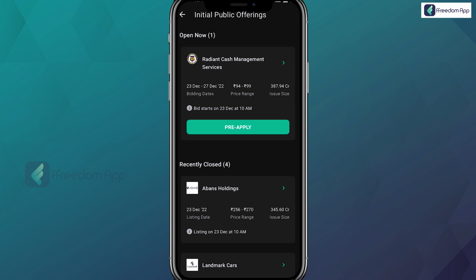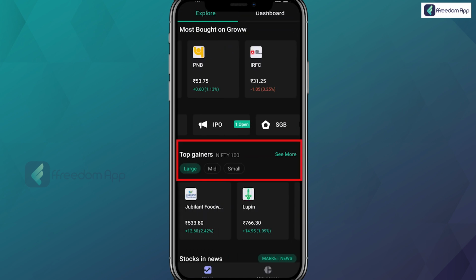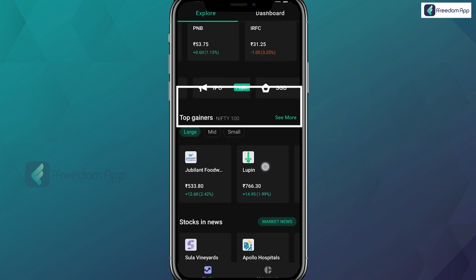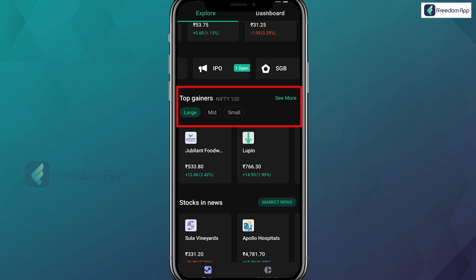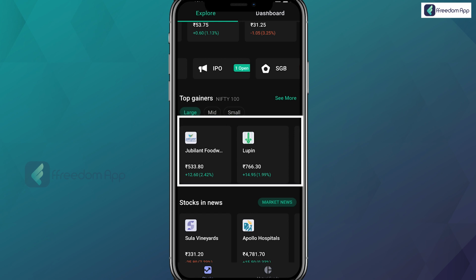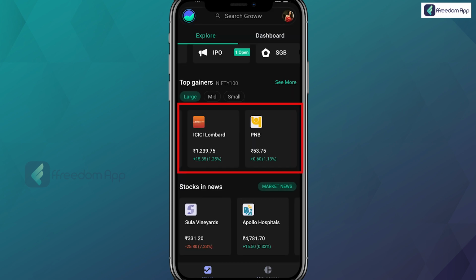Since we are speaking about investing in shares, let us do it first. So first we can see the top gainers. In top gainers, we have the large cap, mid cap and the small cap. In large cap, if you can see Jubilant Foodworks, it has risen and reached the peak right now, somewhere around 533.80. So it has increased by 2.42%. And Lupin also increased by 1.99%. We have ICICI Lombard, which has also increased by 1.25%, and PNB, which has increased by 1.13%. So these are some of the large caps. They are top gainers, which means they have increased.